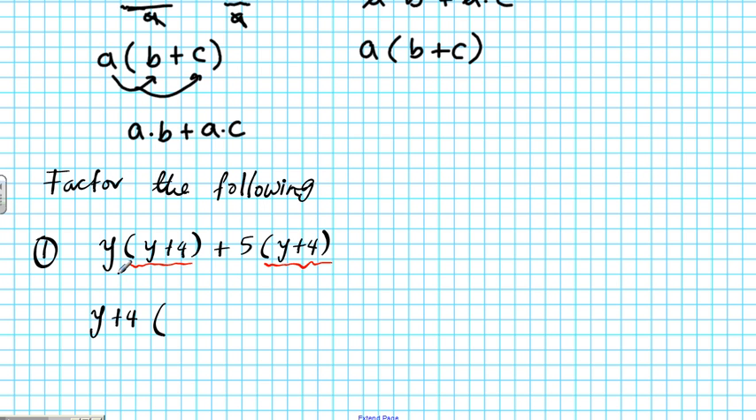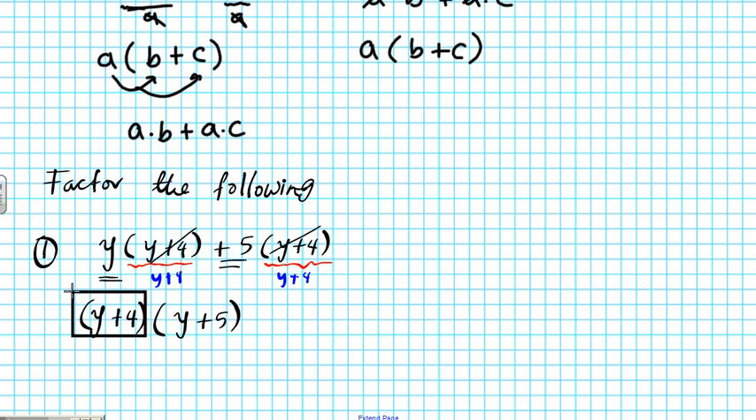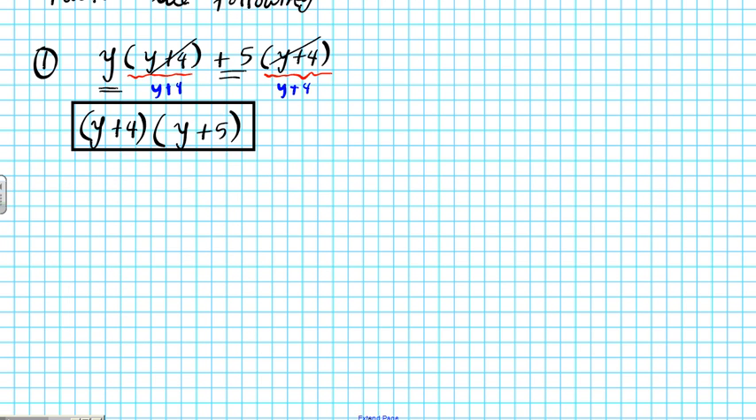That means it's as though I divided this term and this term by y plus 4, and I factor them out as 1. So whatever I bring down, this y plus 4 and this y plus 4 have already been factored out, so they're gone. I'm just left with y plus 5. Sorry, this needs to be in parentheses. So this is the factored form of the original expression I showed you. Alright, let's take a look at another example similar to this.